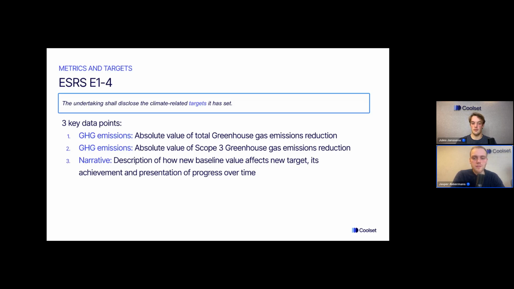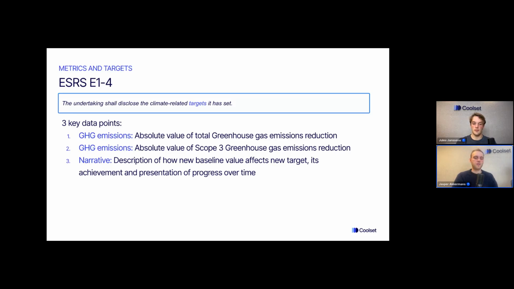Materiality is not the focus of today's webinar, but I thought it'd be good to note. So ESRS E1 looks at... in ESRS E1 the undertaking shall disclose the climate-related targets it has set. 3 key data points here are about greenhouse gas emissions and a narrative.